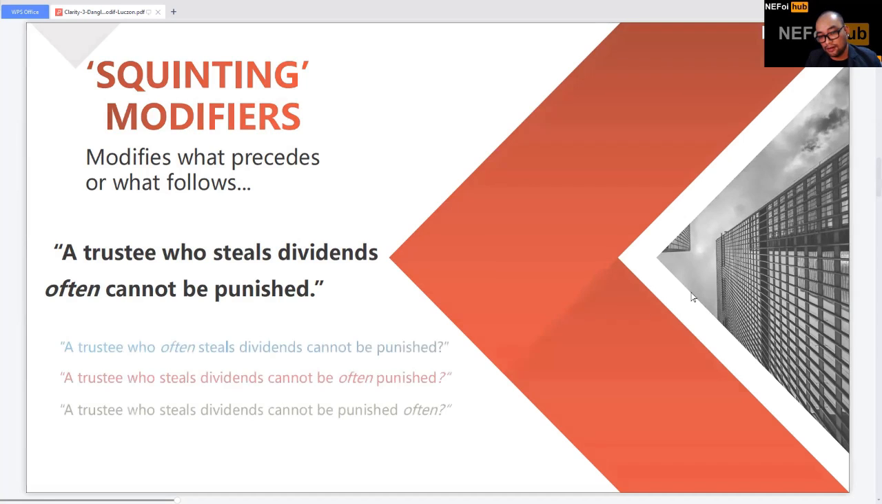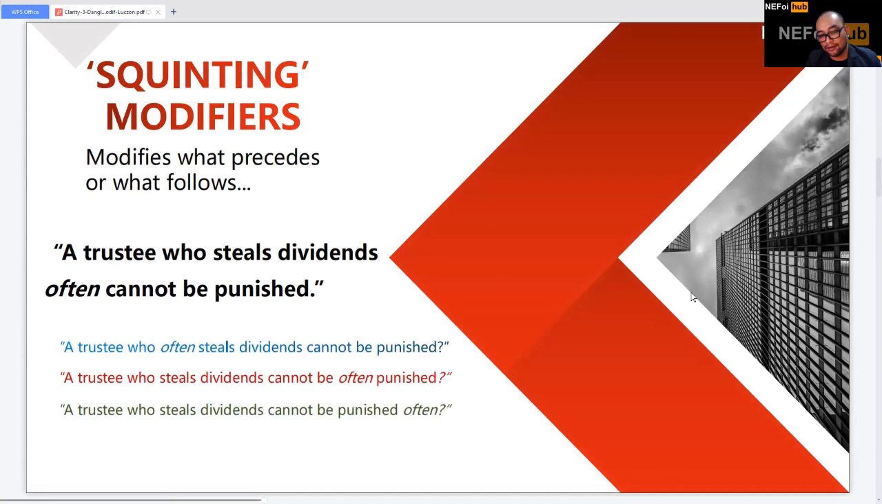So the question is, which one? Either of the three. We can put often in steals dividends. We can put often after the cannot be punished, or after the word punished.